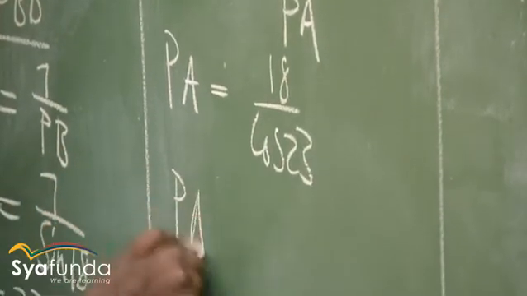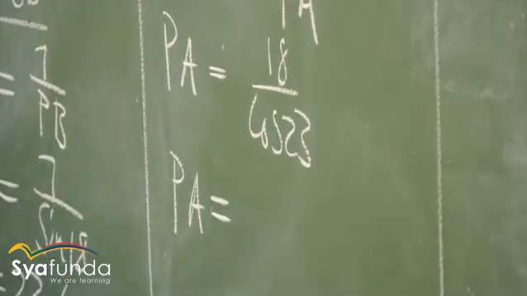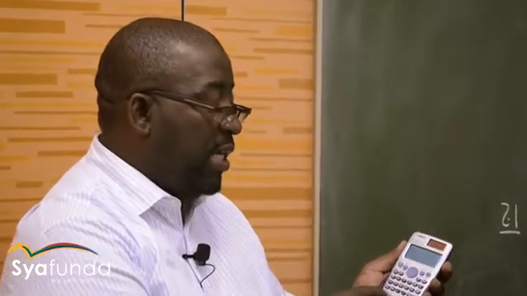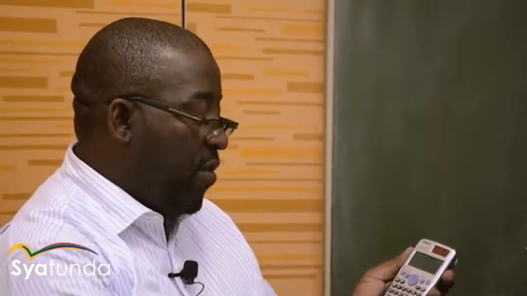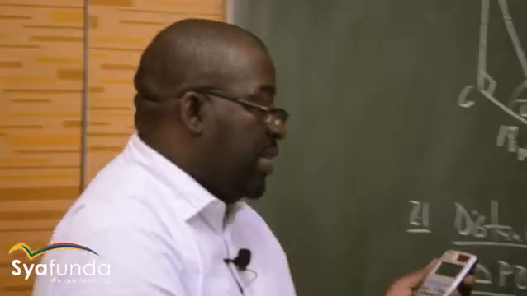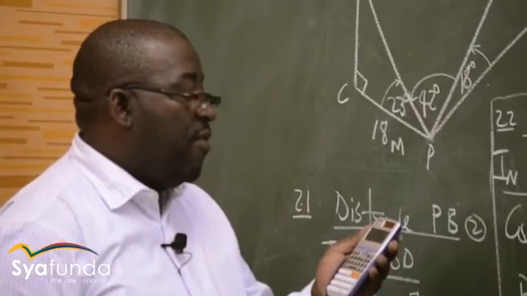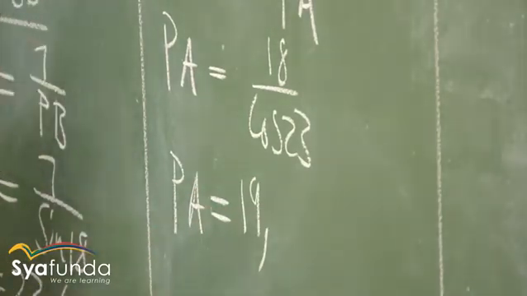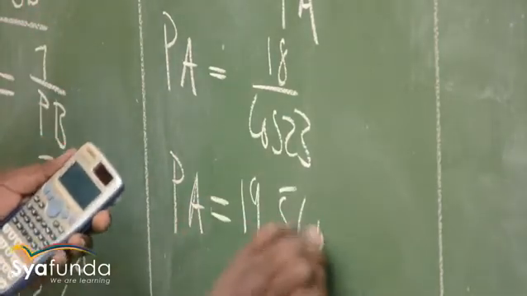What is the distance PA then? You go to your calculator, you punch your fraction button. On the numerator, I've got 18. What do I have on the denominator? I've got cos 23. Then I check what my answer is. The distance is 19.55448. The 4 rounds up to 5, so it's 19.56 meters.